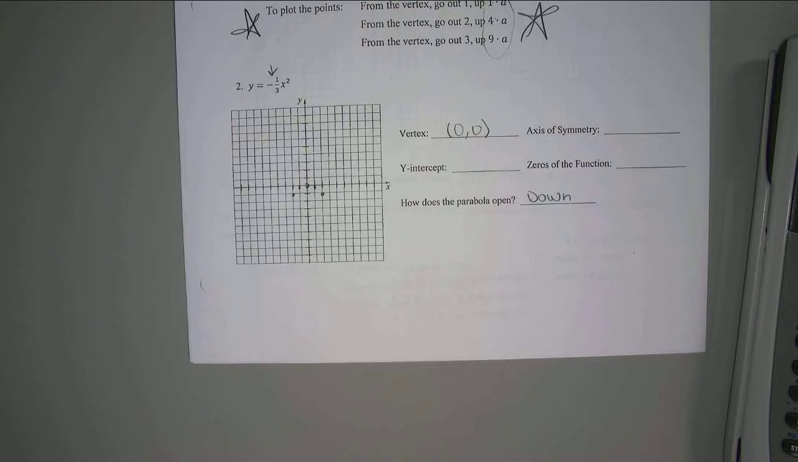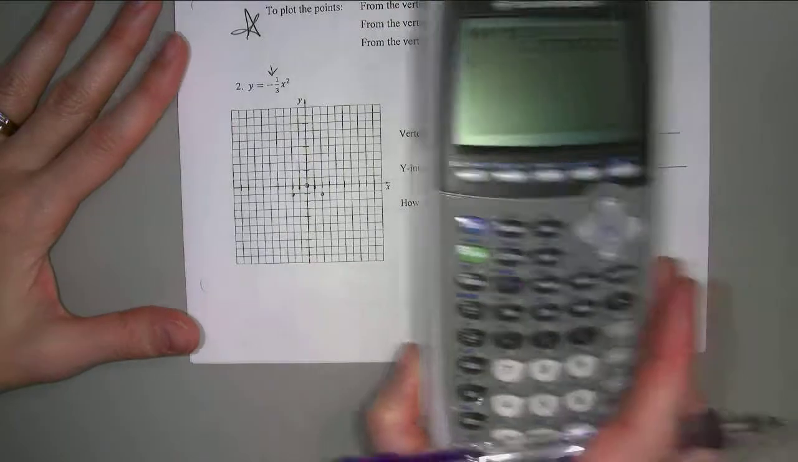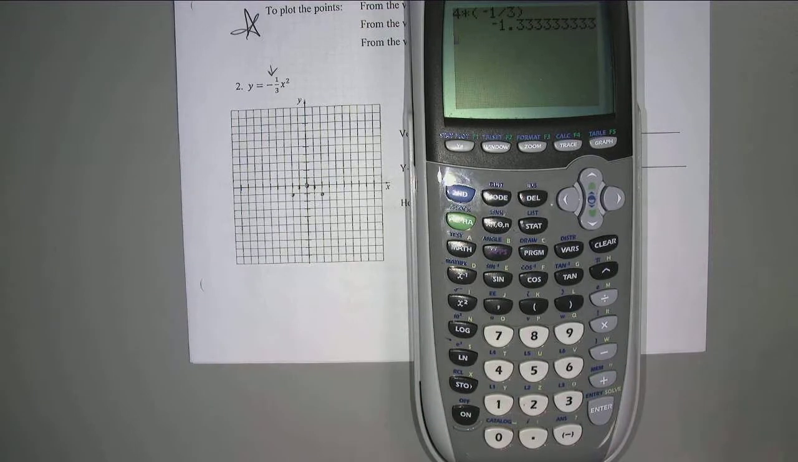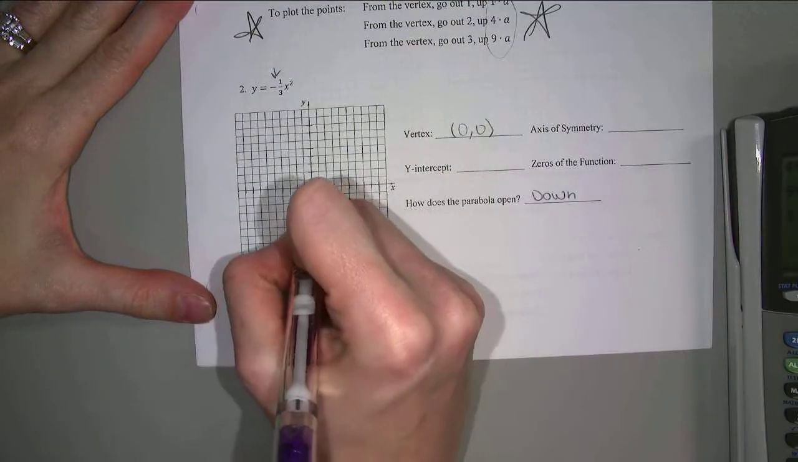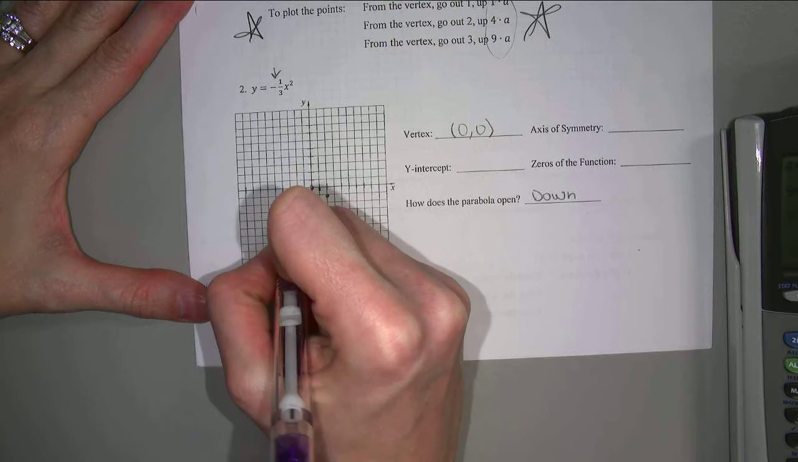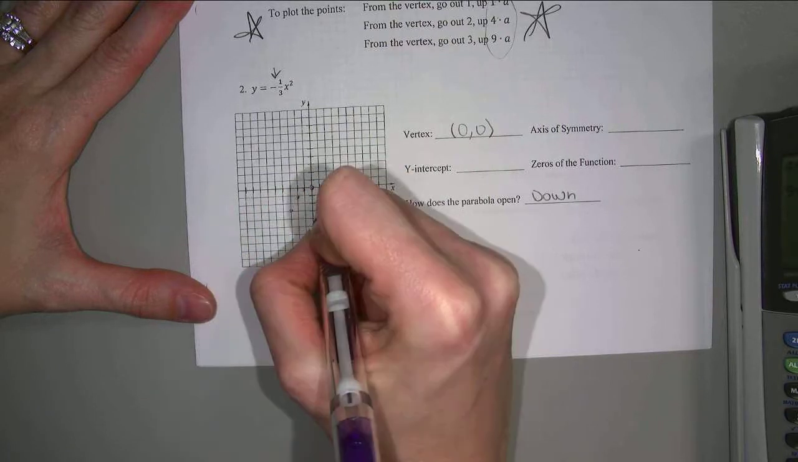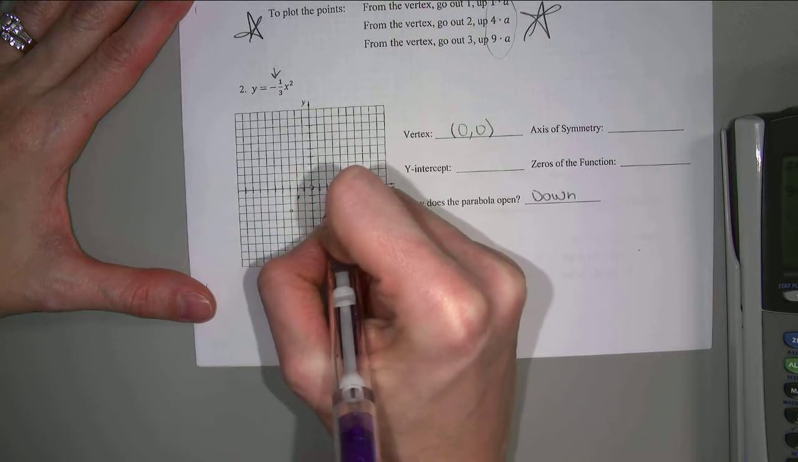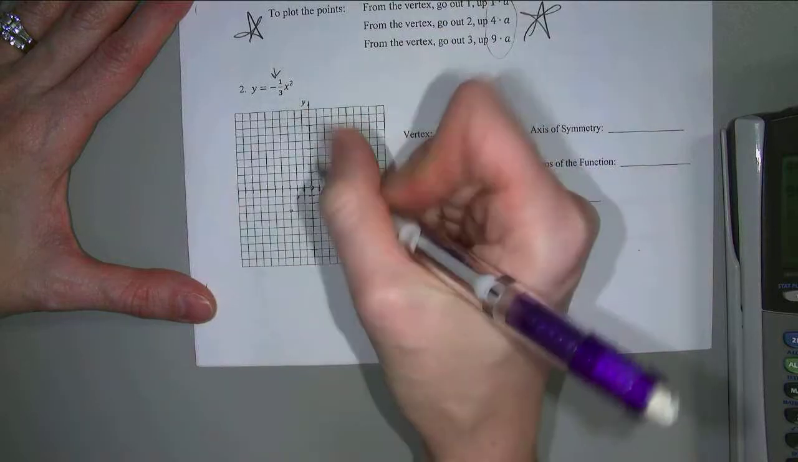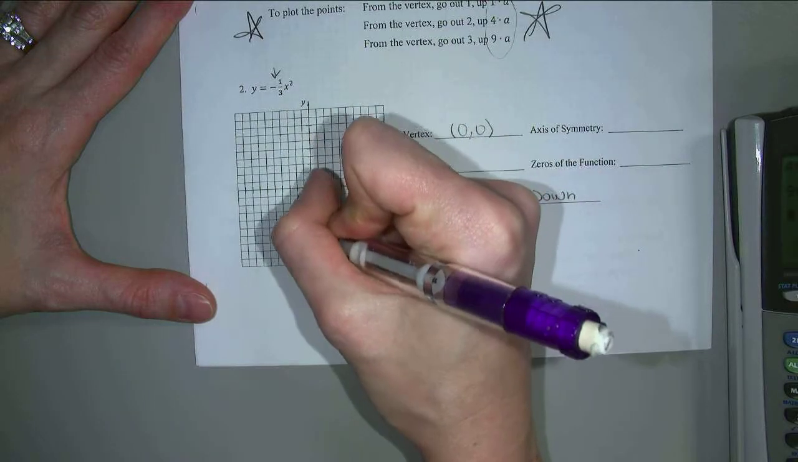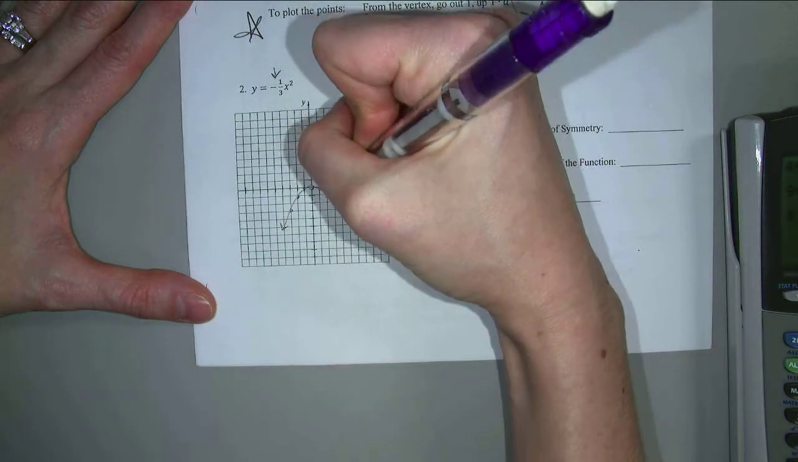I'm going to go one more time. I rarely go to that 3. You usually don't need to do 3 times whatever, but with this fraction, it'll make sense. So I'm going to go over 3 and then 9 times my A, which is just 3. So I'm going to go over 3, 1, 2, 3, and down 3, 1, 2, 3. This is kind of just overkill, to get you to see that we have this rounder, wider parabola going on.